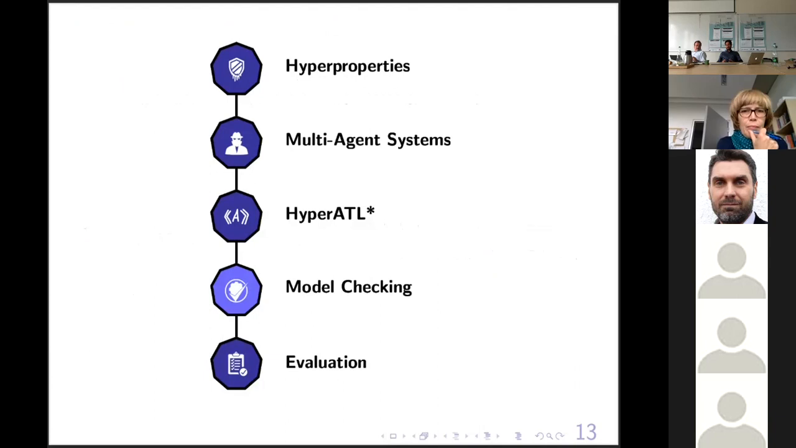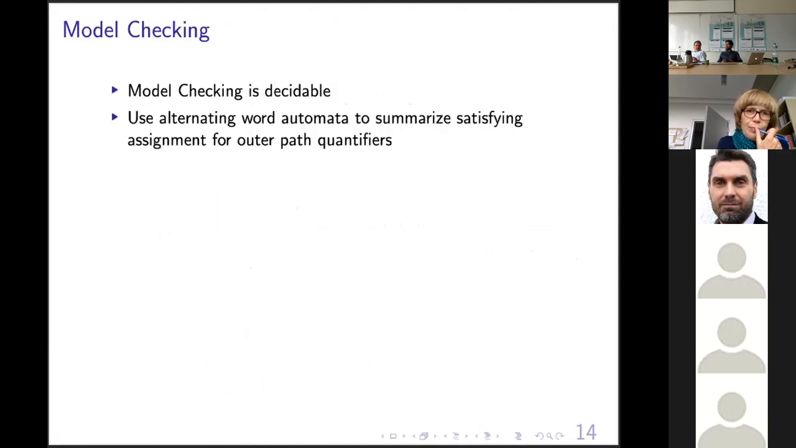Okay, so after having introduced hyper-ATL and hopefully demonstrated that it is useful in various cases, ranging from information flow control to asynchronous hyperproperties, we can now talk about model checking. The good news first, like I hinted before, model checking of our logic is decidable. And what we show is that we can use alternating word automata to build an automata theoretic model checking procedure. In some sense, we use these automata to summarize all path assignments to outer quantifiers such that the formula is true.